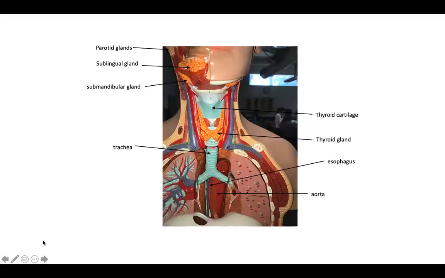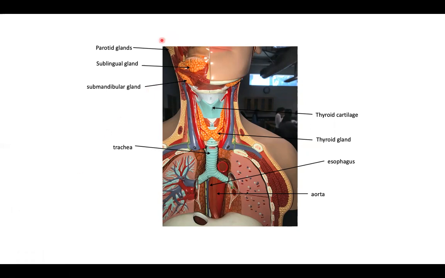So looking at the accessory glands associated with the mouth, we have three sets of salivary glands. One set that are located on the side of the face called the parotid glands that are responsible for production of the most watery saliva. We have a salivary gland that are located right underneath our tongue, referred to as the sublingual, and we have salivary glands that are located inside the mandible and called the submandibular glands.